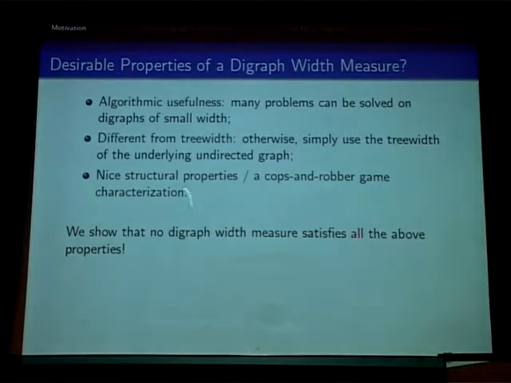And thirdly, you might want the width measure to have a nice structural characterization, nice closure properties. It's not a necessity, but this is what you might think of as one of the properties if you're designing a new width measure. So what we're going to show is that there is no width measure that satisfies all these three properties. So we need to formalize, of course, what we mean by algorithmic usefulness, being different from tree width, and having nice structural properties. This is what we're going to do next.